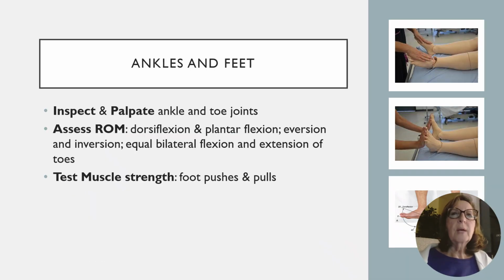So when we're assessing the ankles and the feet, we're going to inspect and palpate the ankles and the toe joints. We're going to be assessing for range of motion. So we're going to be checking dorsiflexion and plantar extension or flexion of the feet, eversion and inversion of the ankles. We're going to look at flexion and extension of the toes, and they should be equal bilaterally.